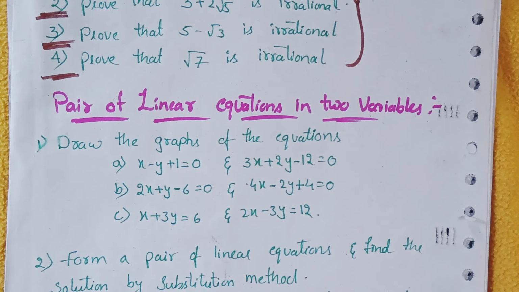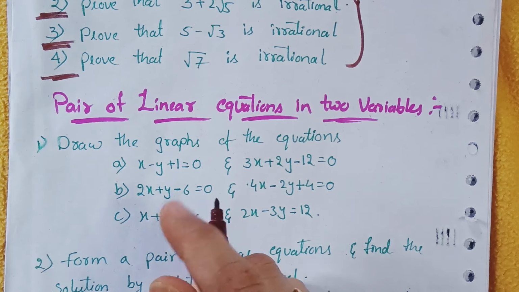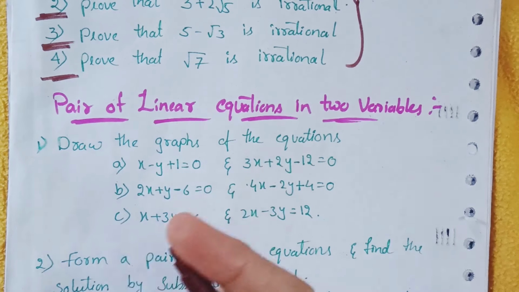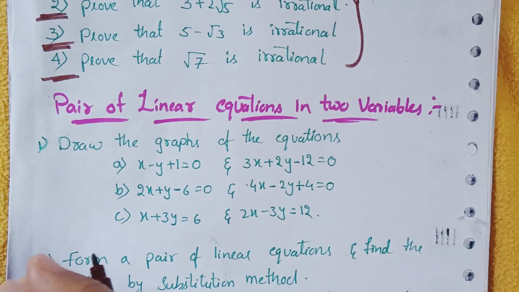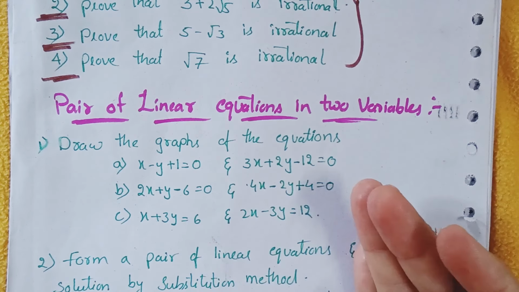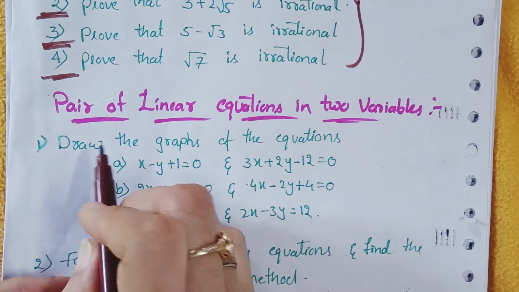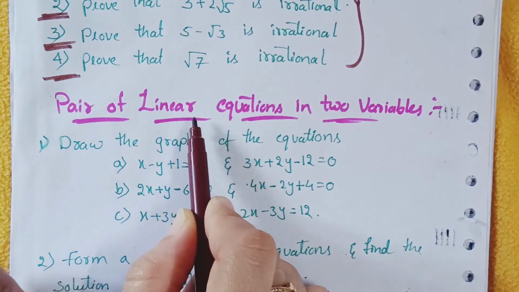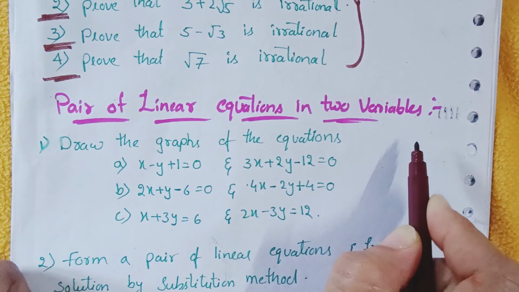So from the first chapter, second chapter we don't have any 8 marks questions. From the second chapter we have only 4 marks questions. That's why we'll see it later. First we'll cover all the 8 marks questions, then we'll move further to 4 marks also. So let's see from the chapter pair of linear equations in 2 variables.